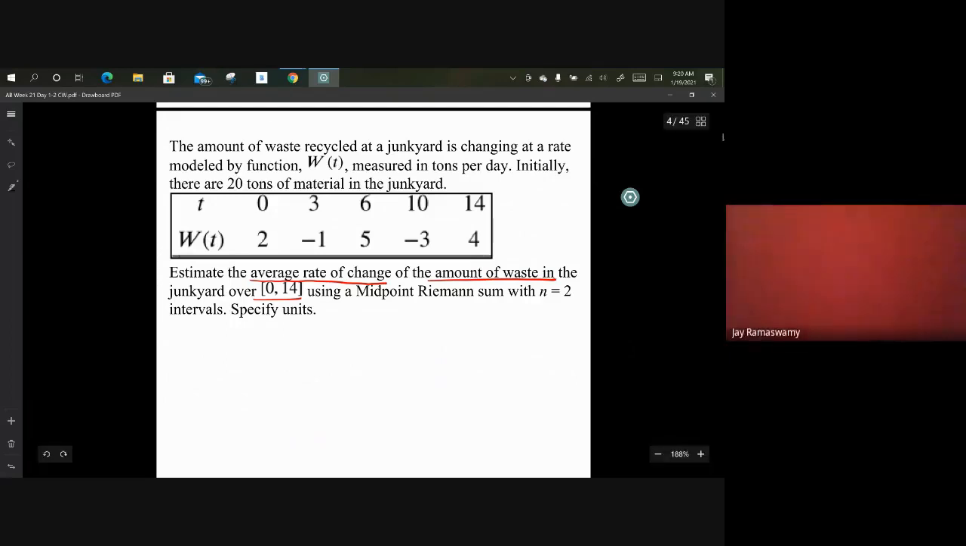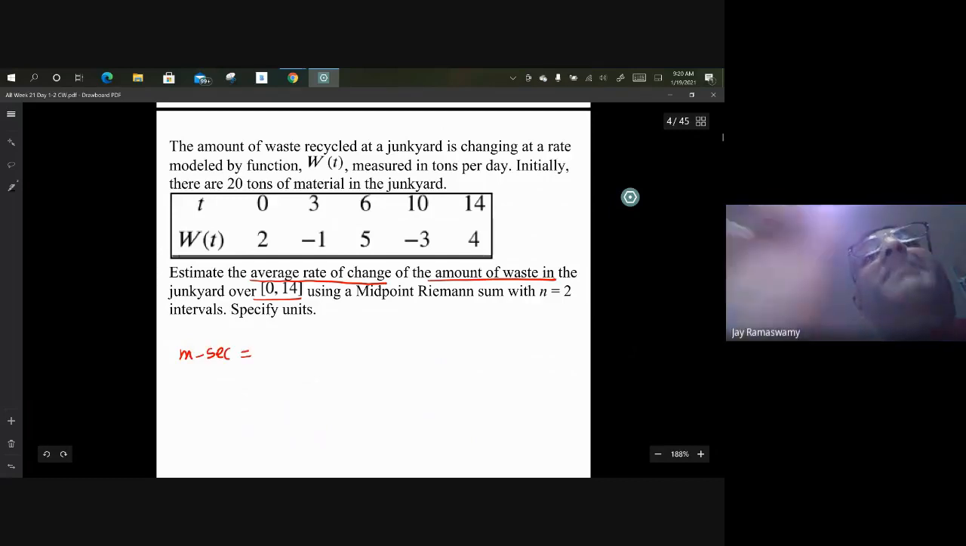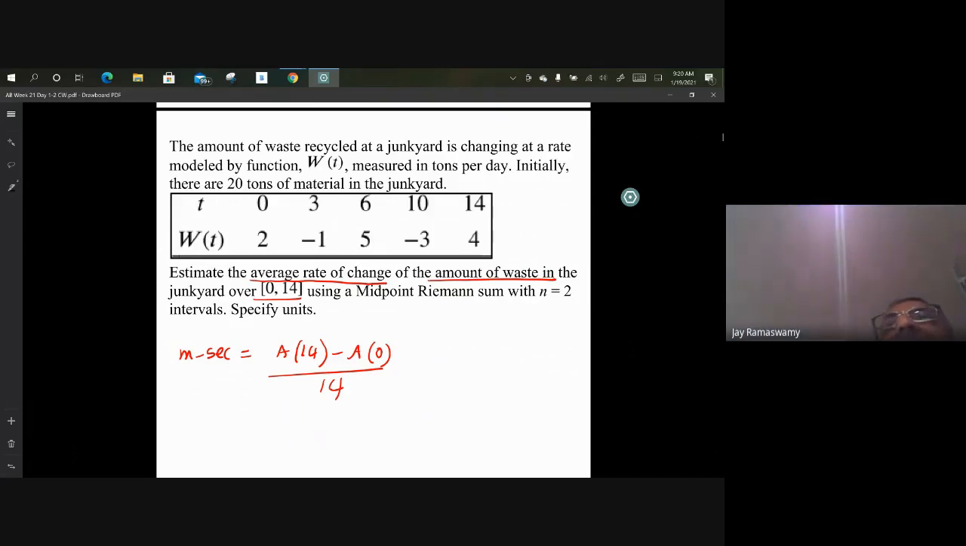Go. A of 14 minus A of 0, over 14. Very good. Average rate of change. So it's A of 14 minus A of 0 all over 14. Is there a mismatch? Yes, because we have A and W.